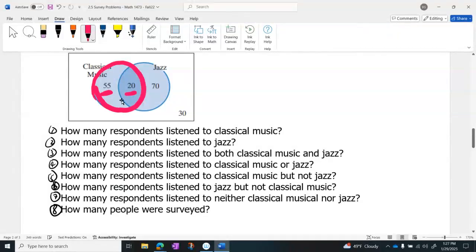Basically, there are 55 respondents who only listen to classical, but another 20 respondents listen to classical and jazz. But the respondents who listen to both still should be counted as people who listen to classical, right? So add the 2 numbers together, 55 plus 20 is 75. There are 75 respondents who listen to classical. Right? Is that clear, guys? 75.